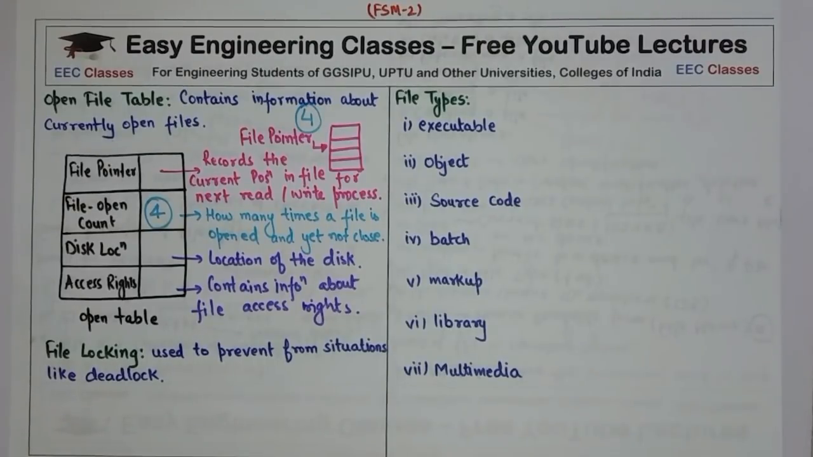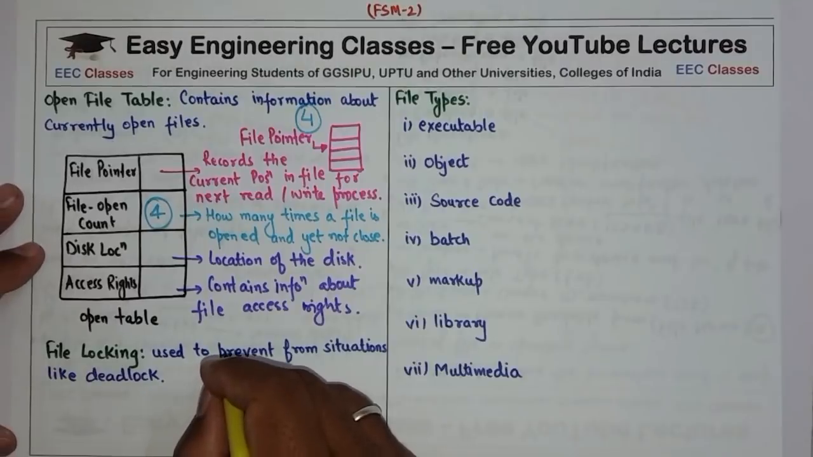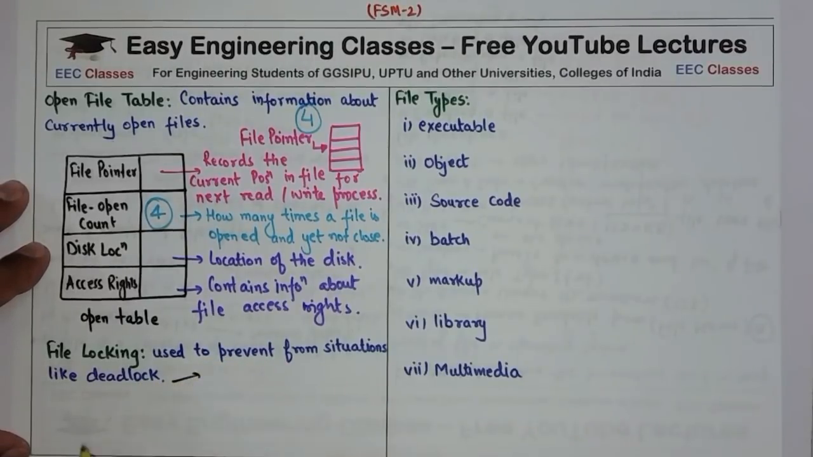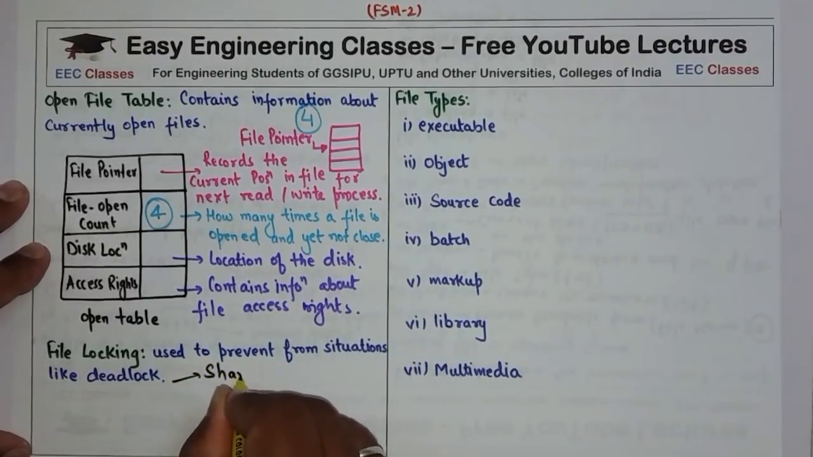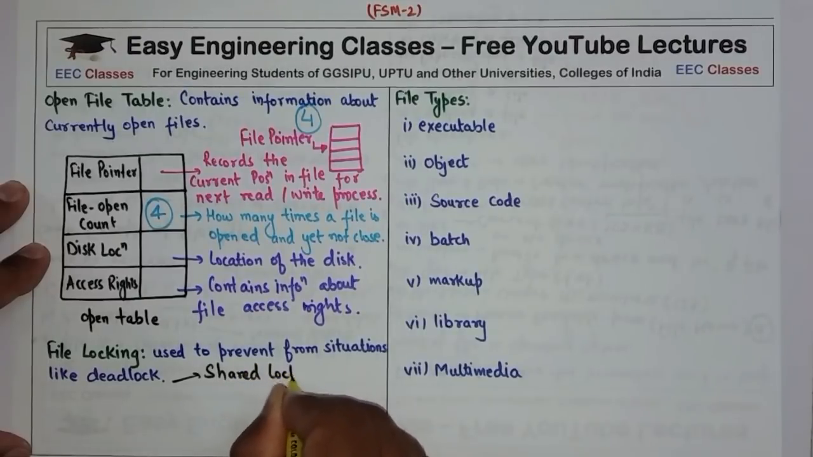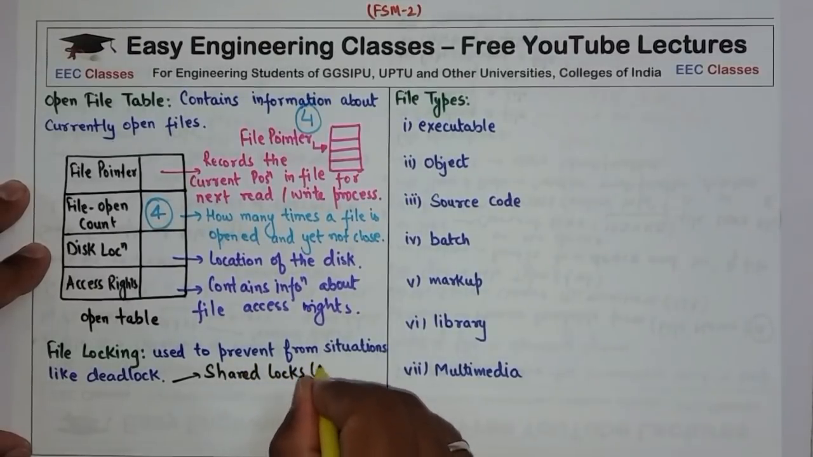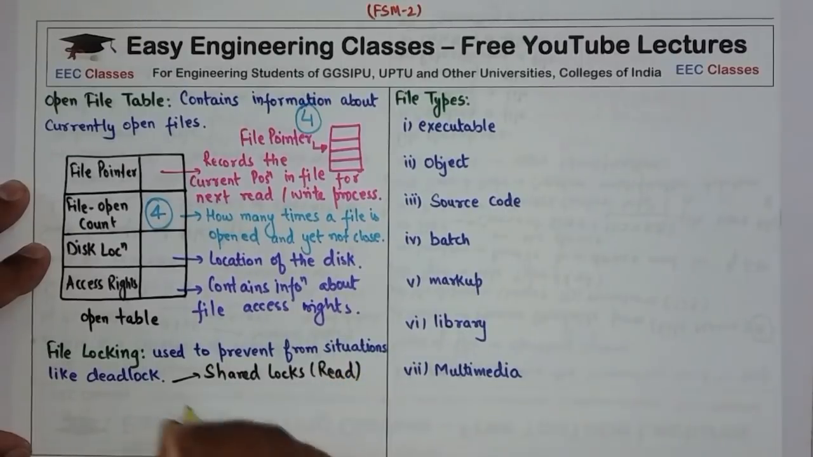Now different systems also support file locking. File locking is used to prevent situations like deadlock. In databases, we have already covered this topic of locking mechanisms, which are used to prevent deadlock situations. There are different kinds of locks. Some of the locks are shared locks. Shared locks are for read purposes only.